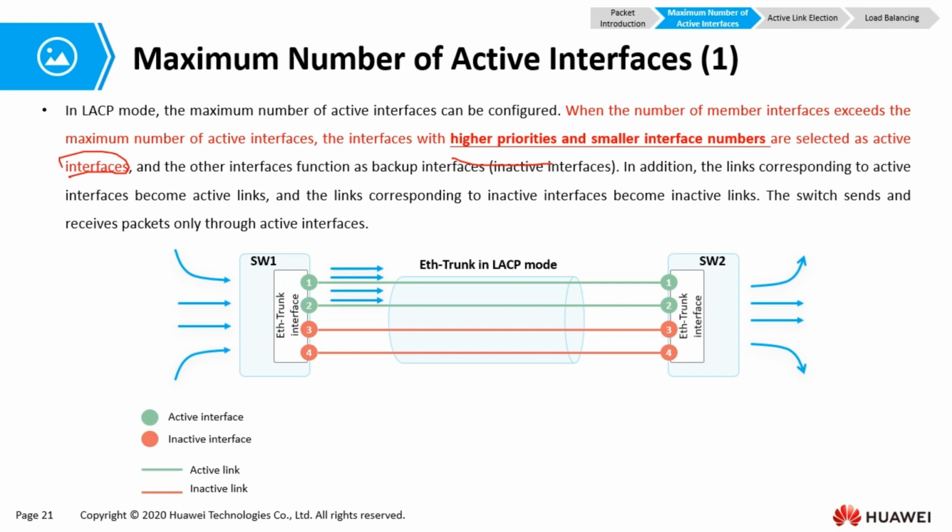For example, here you set the maximum of the Eth-Trunk interface to 2, but here you have 4 members. So how do we select which interfaces become the active members, maximum 2? We will base it on the interface priority. That means the smaller interface number and higher priority will be elected as the active members.